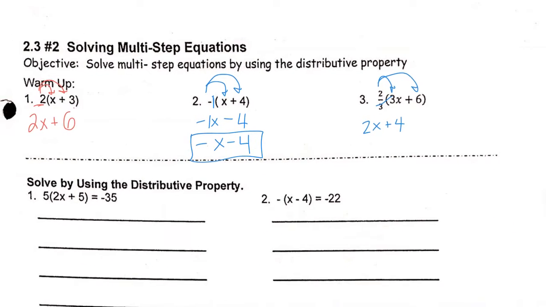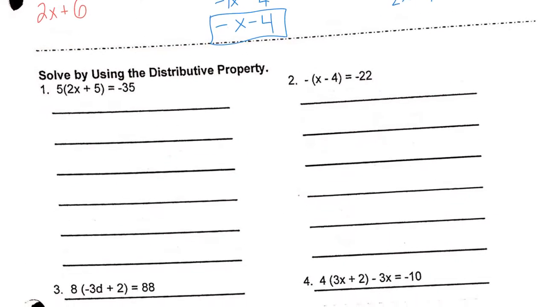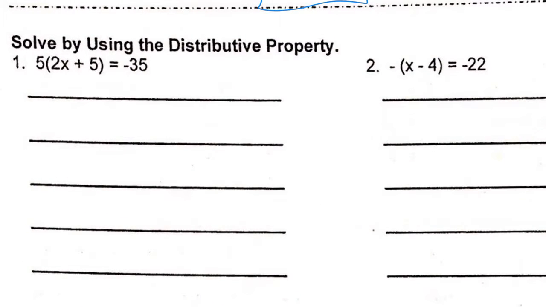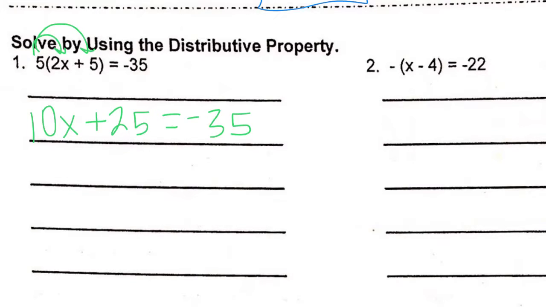Now, we are going to be using those skills to go through and solve by using the distributive property. So let's look at number 1, please. We have 5 times the quantity of 2x plus 5 is equal to negative 35. When we go through and we solve, the first thing we need to do is distribute. So I am multiplying 5 times 2x to get 10x, and then 5 times a positive 5, which is positive 25. And that is equal to negative 35.